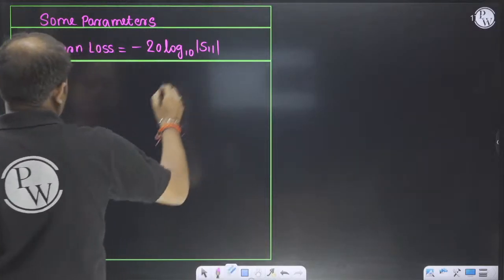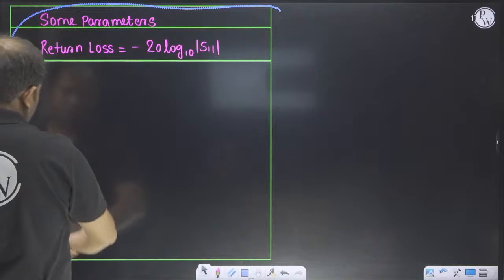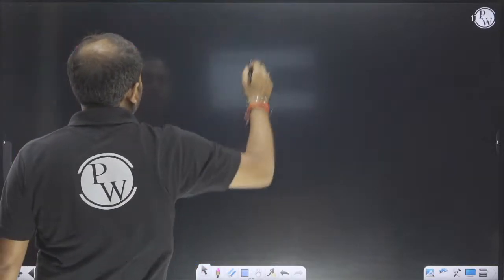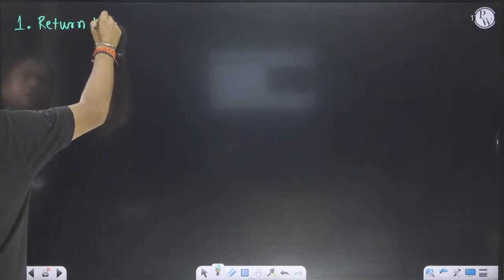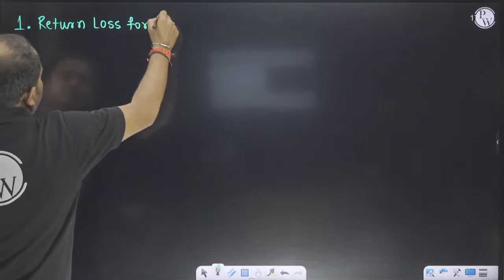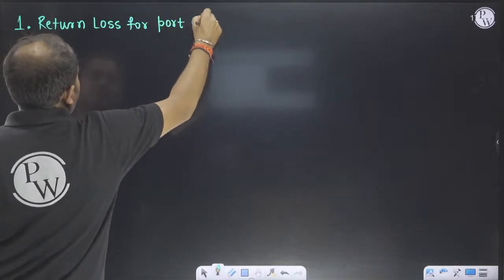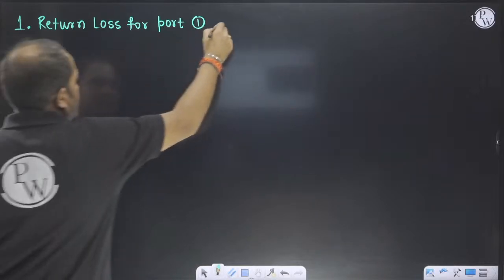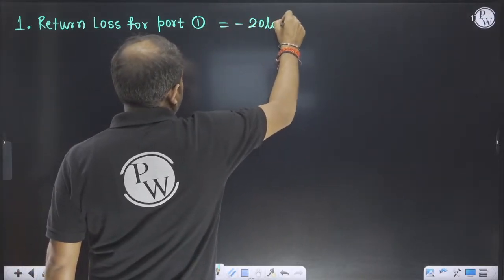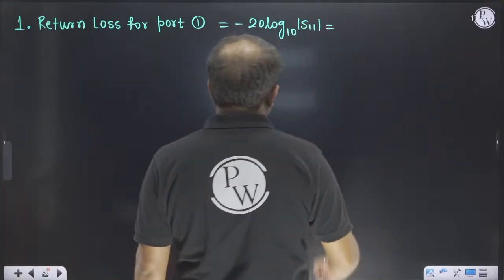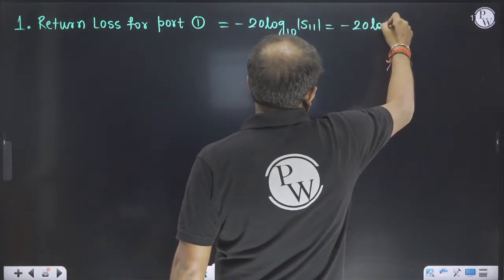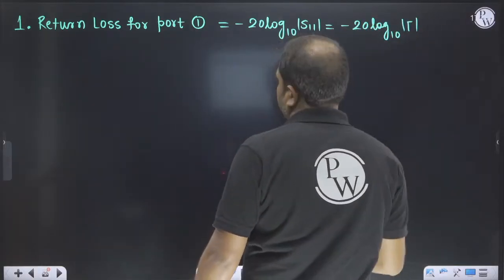I will not write it like this, it will be hectic. So, return loss for port 1, an important parameter. What will it be? It will be minus 20 log 10, magnitude of S11, or minus 20 log 10 magnitude of the reflection coefficient.